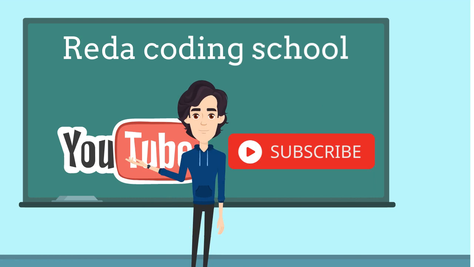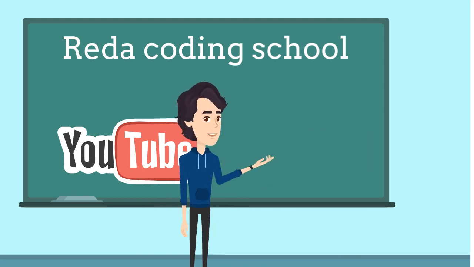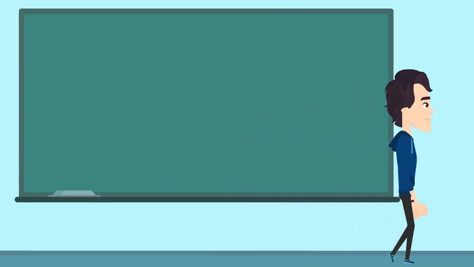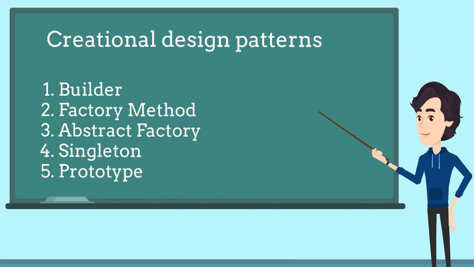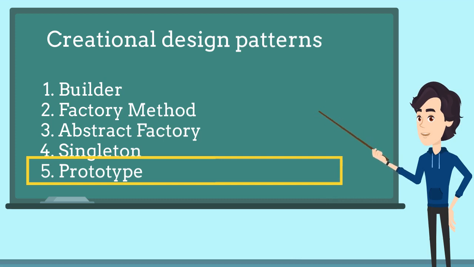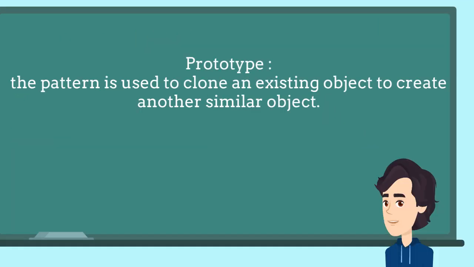Before we start, I want to show you what you will learn in today's video. In this video, we will understand and see an example in Python of the prototype pattern. I will use Python 3.8. So, let us start. The prototype pattern is used to clone an existing object to create another similar object. We will take an example to understand more.